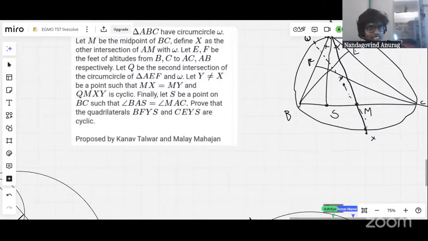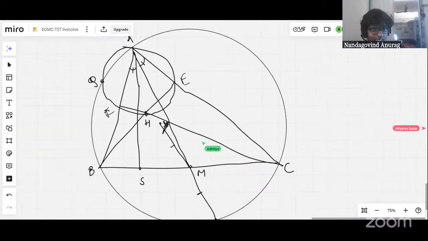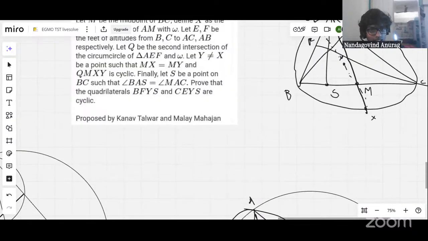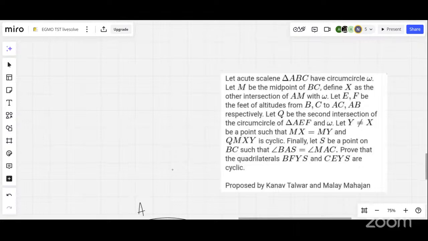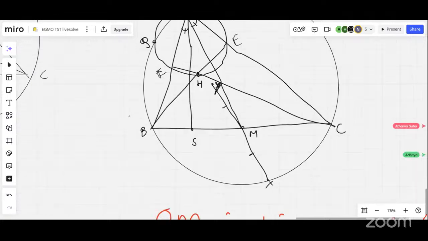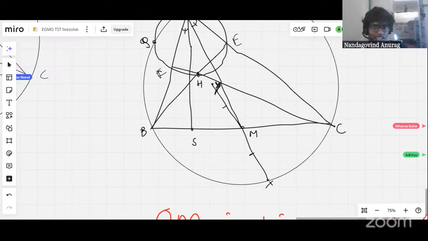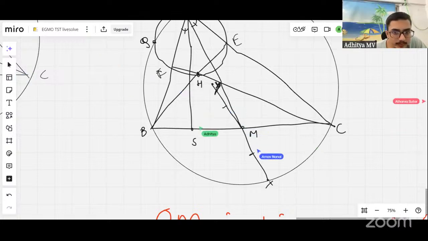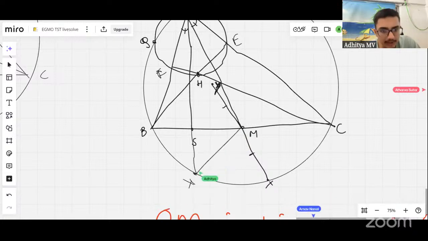Let Y be the point such that MX equals MY. What is X? X is the AM intersection with omega. Fine, that's X. Draw QMXY cyclic. Draw the circle. So it's just the reflection. First thing is, if you extend AS to this point, then MX dash is equal to MX, because X dash is supposed to be parallel to BC, right?